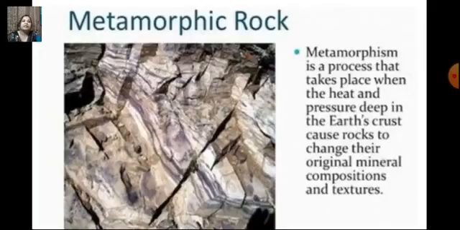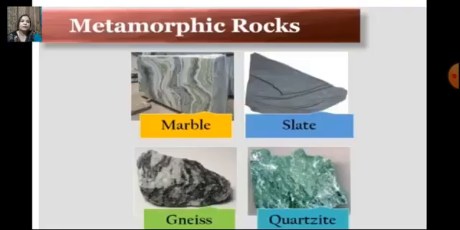Metamorphism is a process that takes place when heat and pressure deep inside the Earth's crust cause rock to change their original mineral compositions and textures. Igneous or sedimentary rocks, when subjected to intense heat and pressure, change their mineral composition and become tougher and stronger to form a metamorphic rock. Metamorphic rocks are marble, slate, gneiss and quartzite. We are going to discuss these in detail.